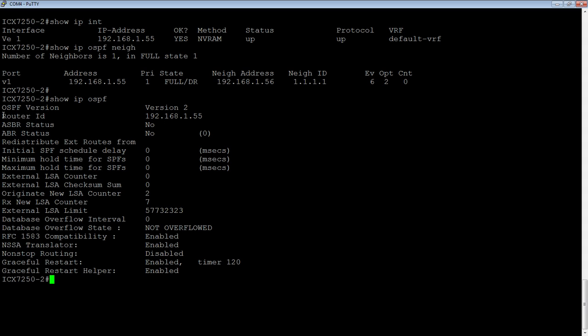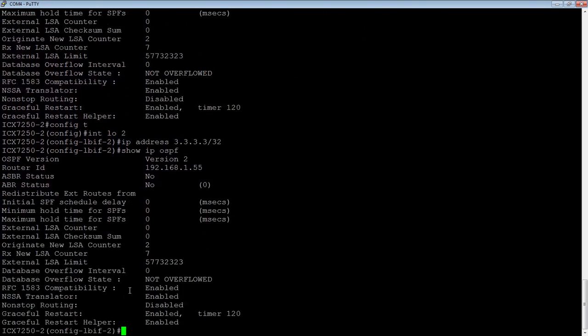So I'm going to add a loopback first. So interface loopback 2, for example. We'll give it an IP address. Let's say 3.3.3.3/32. And so my router ID will still be the same, which it is. So my router ID has not yet changed, even though there's a loopback.